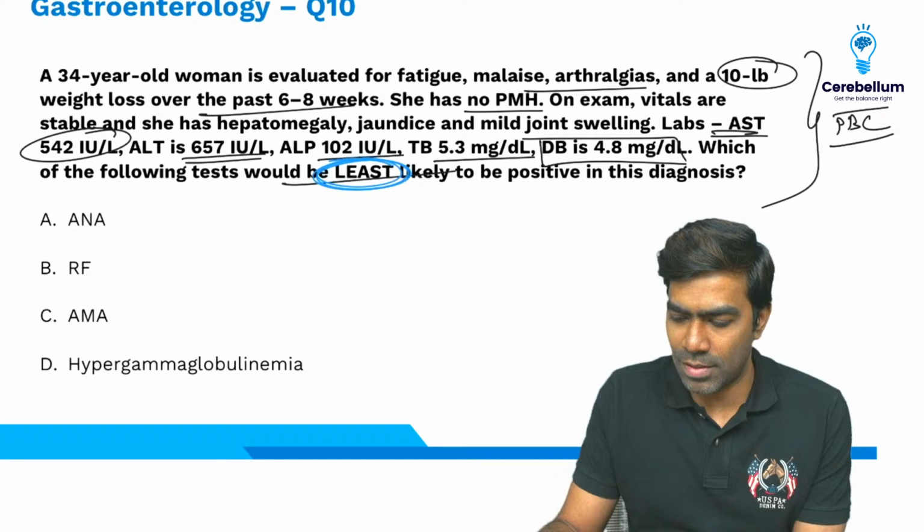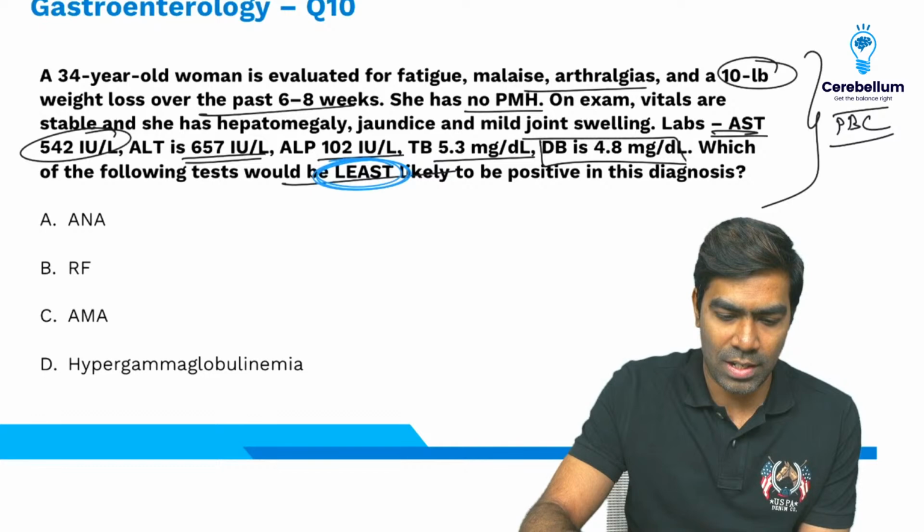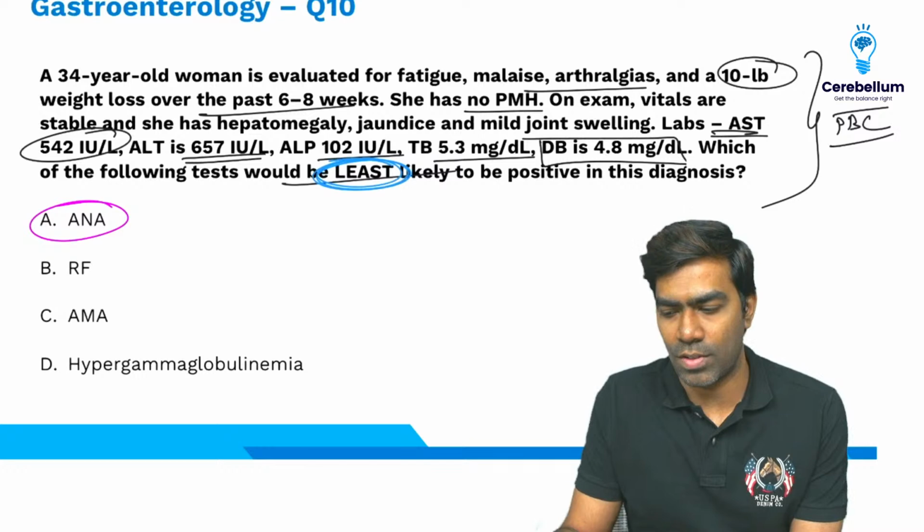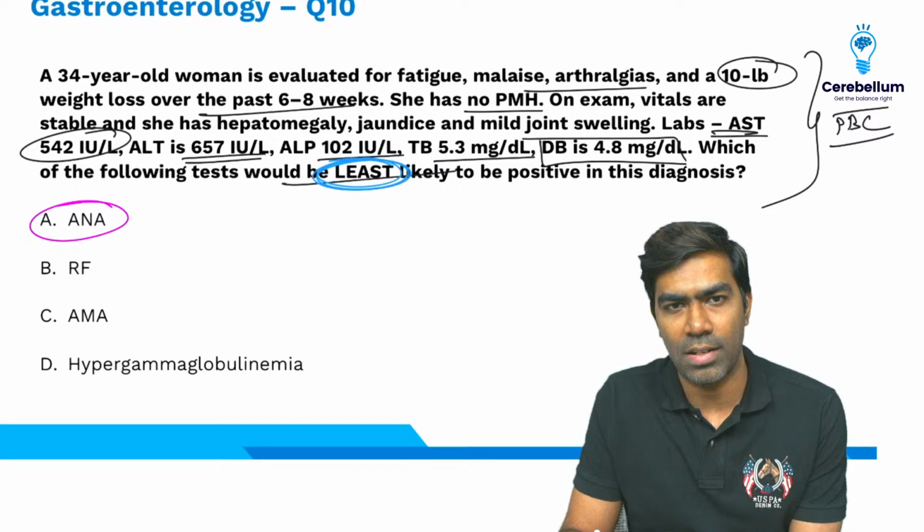Okay, so nobody's answering. Because the diagnosis is primary biliary cholangitis, ANA is very unlikely to be positive. Rheumatoid factor can be positive, AMA can be positive, hypergammaglobulinemia can be there.